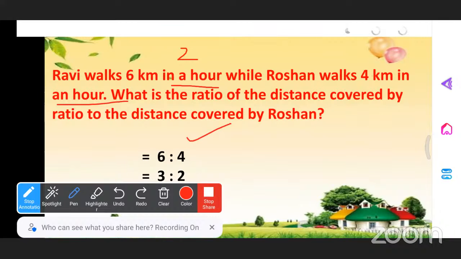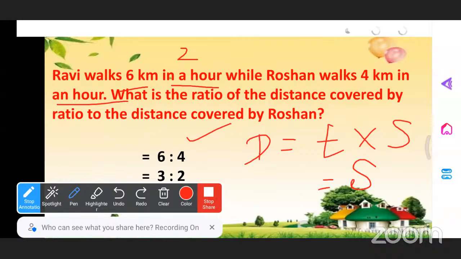Distance equal to time into speed, ma'am. Very good, Kana. Distance equals time into speed. Here, given the distance and time, you can find the speed. That's why D divided by T, you can find the speed. Okay, Kana?